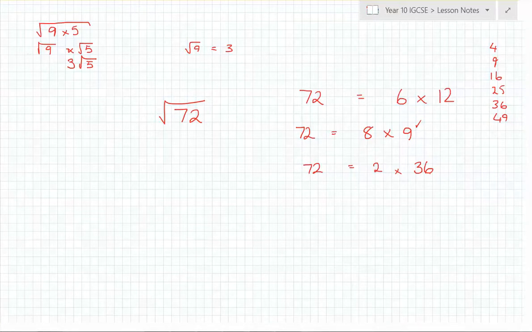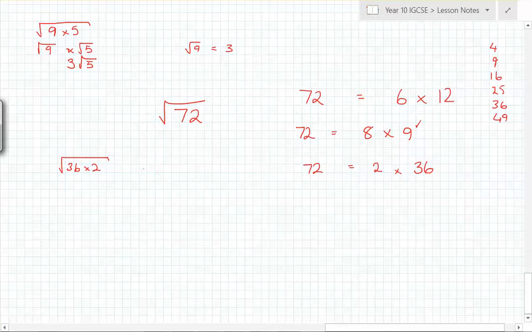So you're right, you found it. Right. So, what I'm going to do is we're going to have a go first at the square root of 72 is 36 times 2, because that then becomes the square root of 36 times square root of 2. Square root of 36 is 6, root 2. So that's the answer.